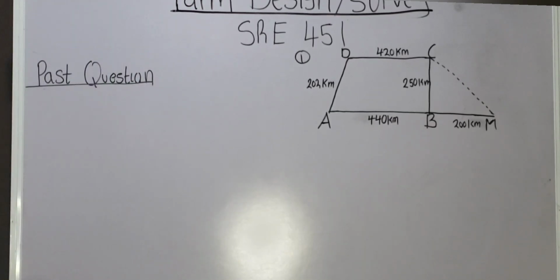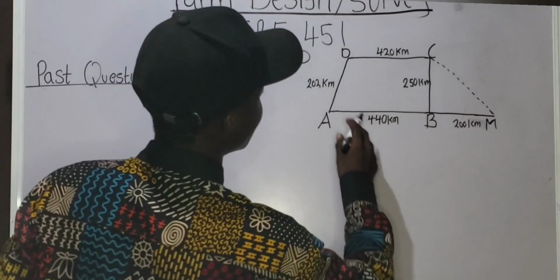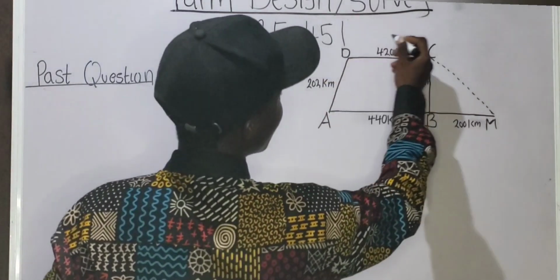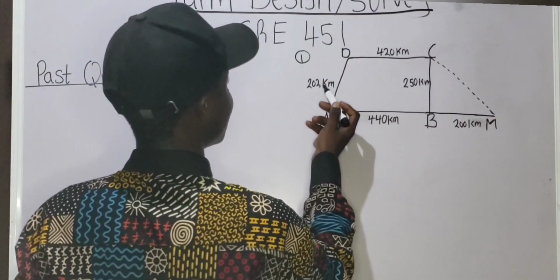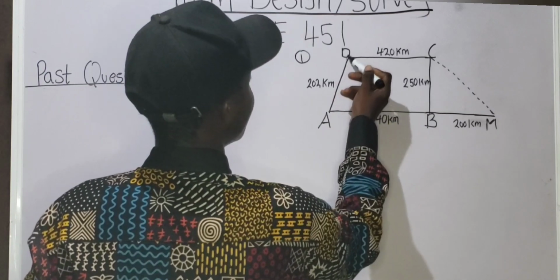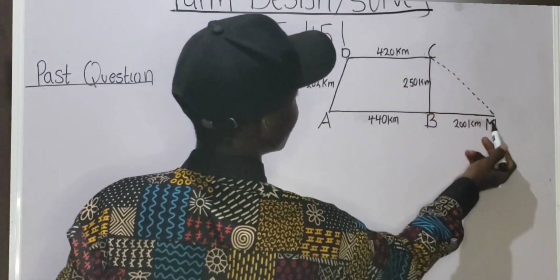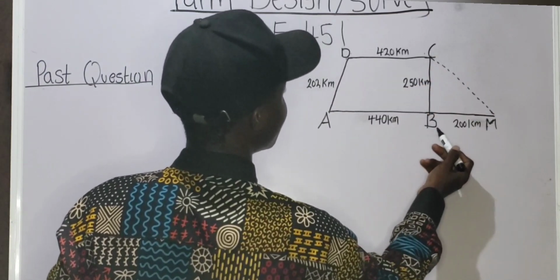Now, let's go to the second question. Calculate the perimeter and the area of the farmland. Now, we want to find the perimeter. Don't forget that the perimeter of a shape tells us the total length around the shape. Is that not it? So, in order to calculate the perimeter, I have to sum up every length around this shape. That is line AD plus line DC plus line CM plus line MB plus line BA.